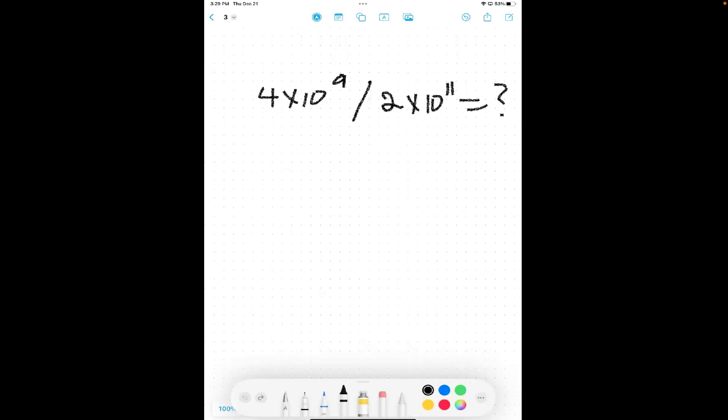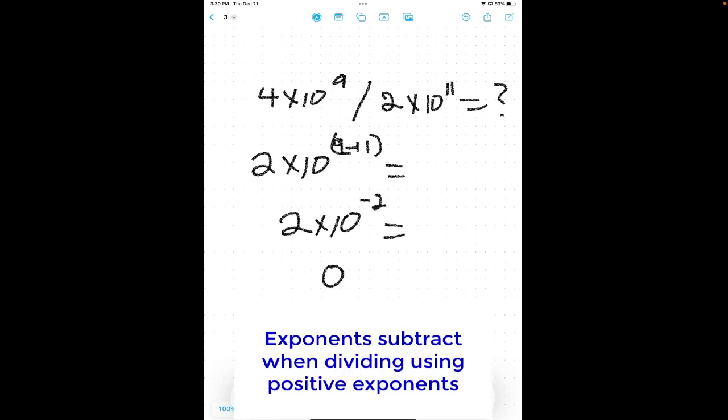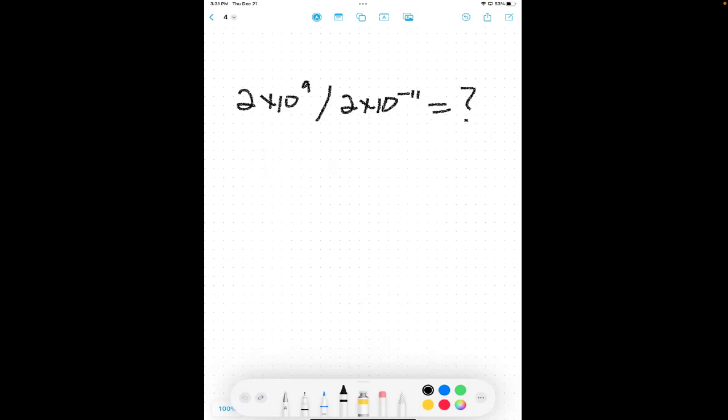In our next example, we'll be taking two scientific notation numbers, and this time we'll be dividing one by the other one. So again, dividing the two prefix numbers together. 4 divided by 2 leaves us 2. And this time, because we're dividing, we'll be subtracting the exponents. So our result is 2 times 10 to the 9 minus 11, which is minus 2, leaving us with a result of 0.02.